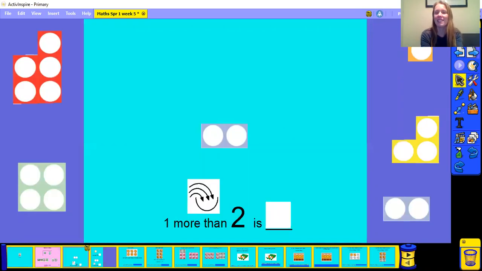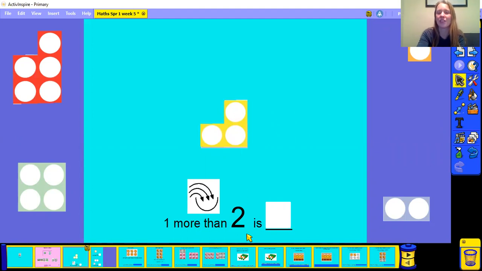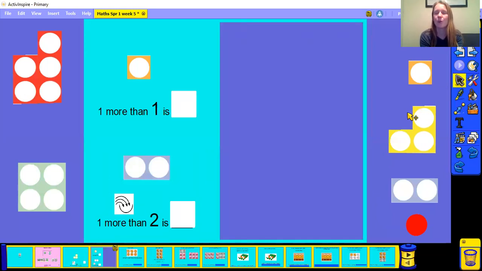Well done. Today we're going to keep finding one more, and we're going to do that using our Numicon. Let's look at the sentence first, and we'll do this one together. It says, 1 more than 2 is... So first, I need 2. Here it is. Then I need 1 more. And now I have 3. That tells me that 1 more than 2 is 3. Now it's your turn. Pause the video and use your Numicon pieces to help you. Then come back and we'll check them together.